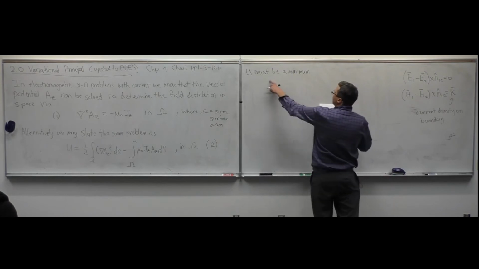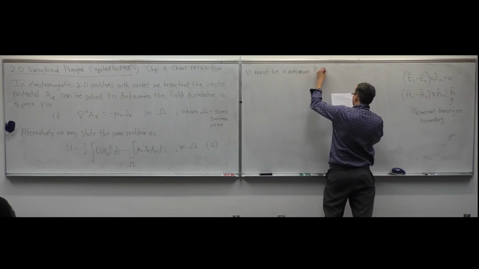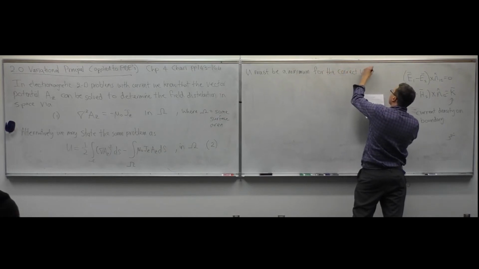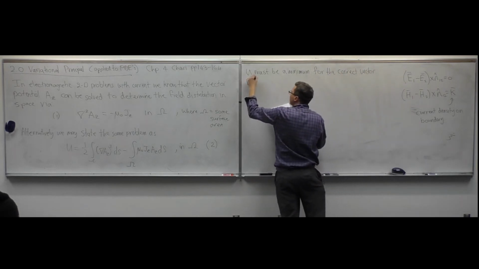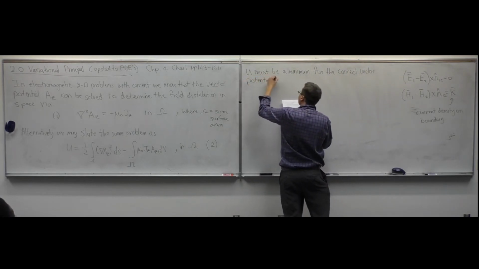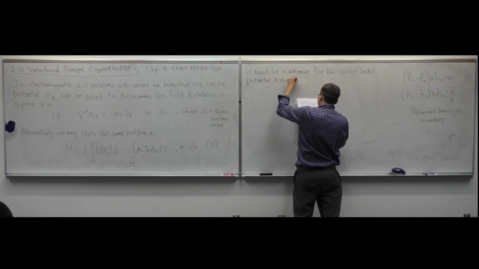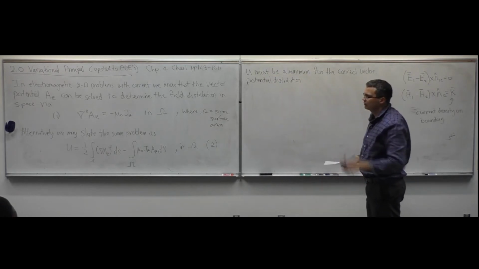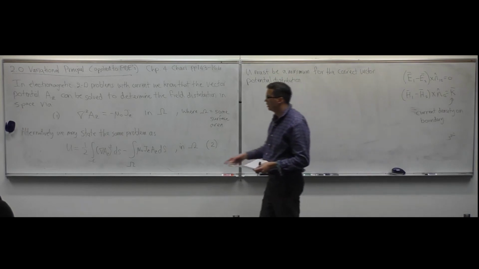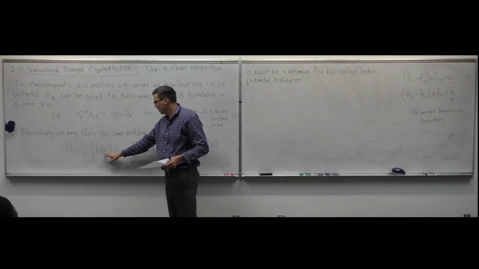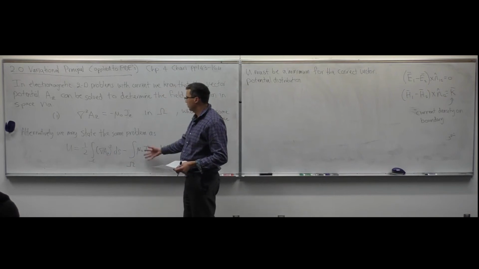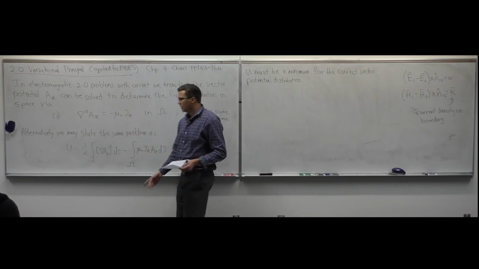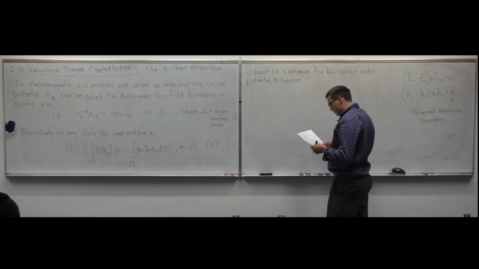So U must be a minimum for the correct vector potential distribution. I'm just stating that if you figured out what AZ was, that would give you the answer to the particular problem rather than solving the differential equation here. But that's not obvious, so let's think about this a bit more.